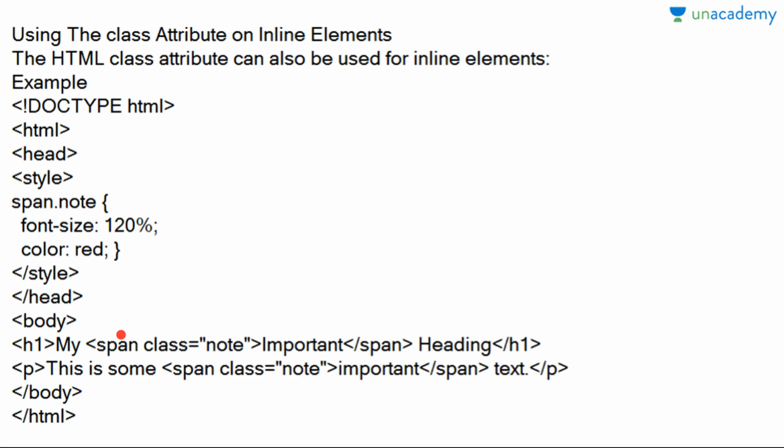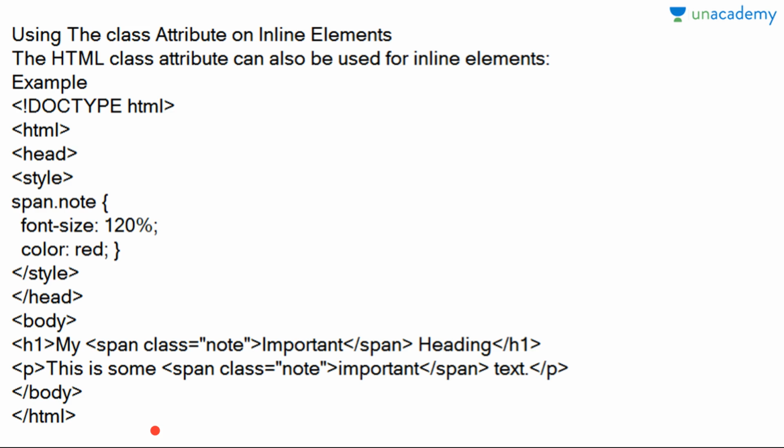Then we close the brackets, the style tag, and the head tag, then we start with the body. Then we write h1 tag, my span tag class equals note, important, span close, heading. Then we close the h1. Now we write the p tag, this is some span class equals note important span close text, p close. Now we close the body and the HTML tag. So your complete code is done and we have ended the root element. This is ready to execute. You can execute this in your own editor and see the output of this code and how it differs from the previous code.